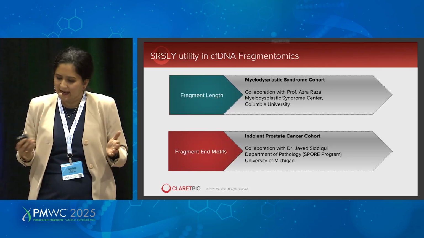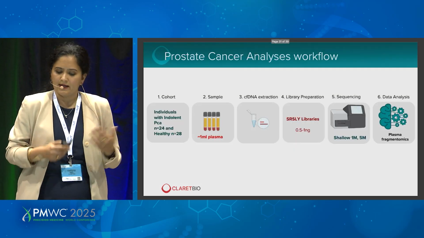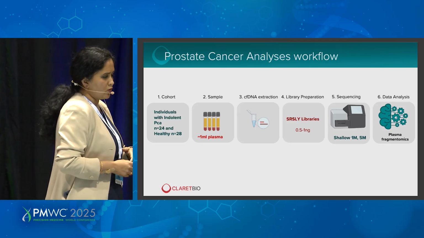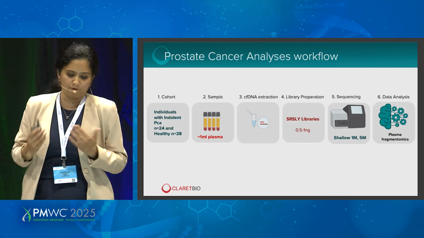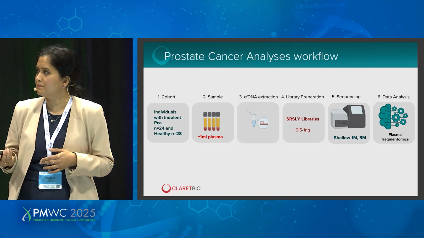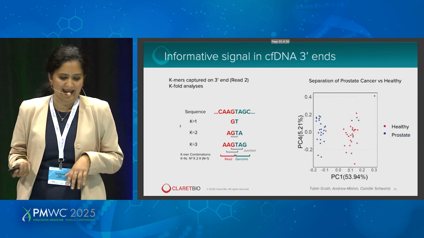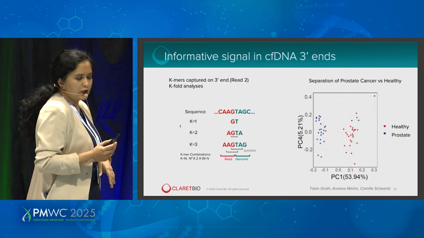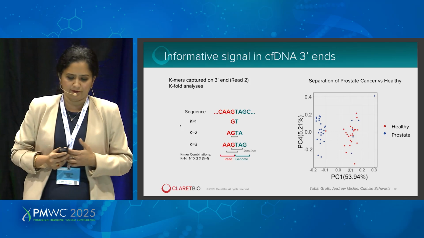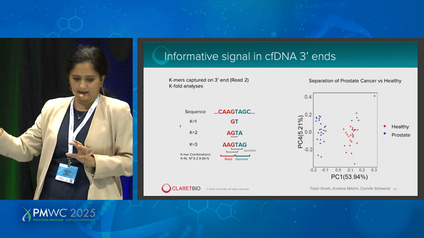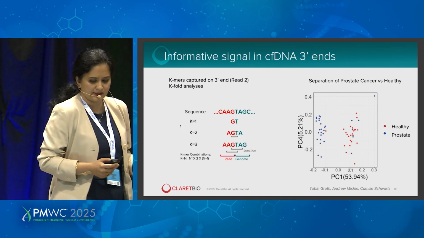fragmentomics. So the next part of my talk, I'm going to talk about prostate cancer. Similarly, a cohort which had both healthy and prostate cancer individuals. We used about 500 picograms to 1 nanogram of input and did fragmentomics. But here we are looking at end profiles. So we are looking at the k-mers at the end of cell-free DNA fragments, both at 5' and 3' ends.